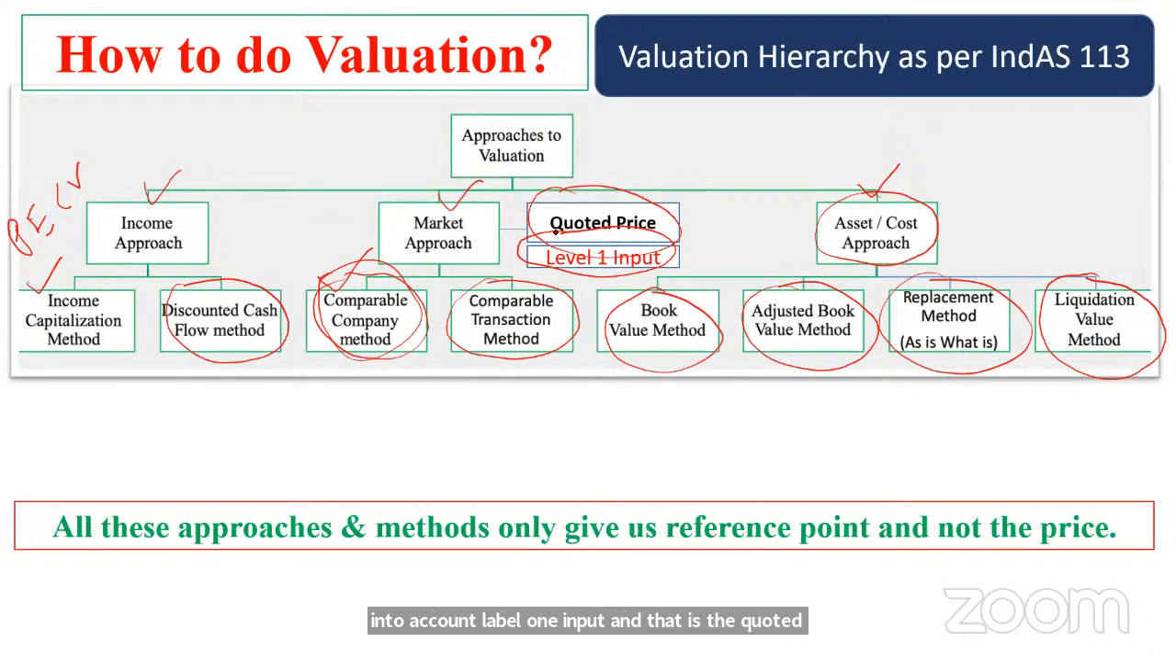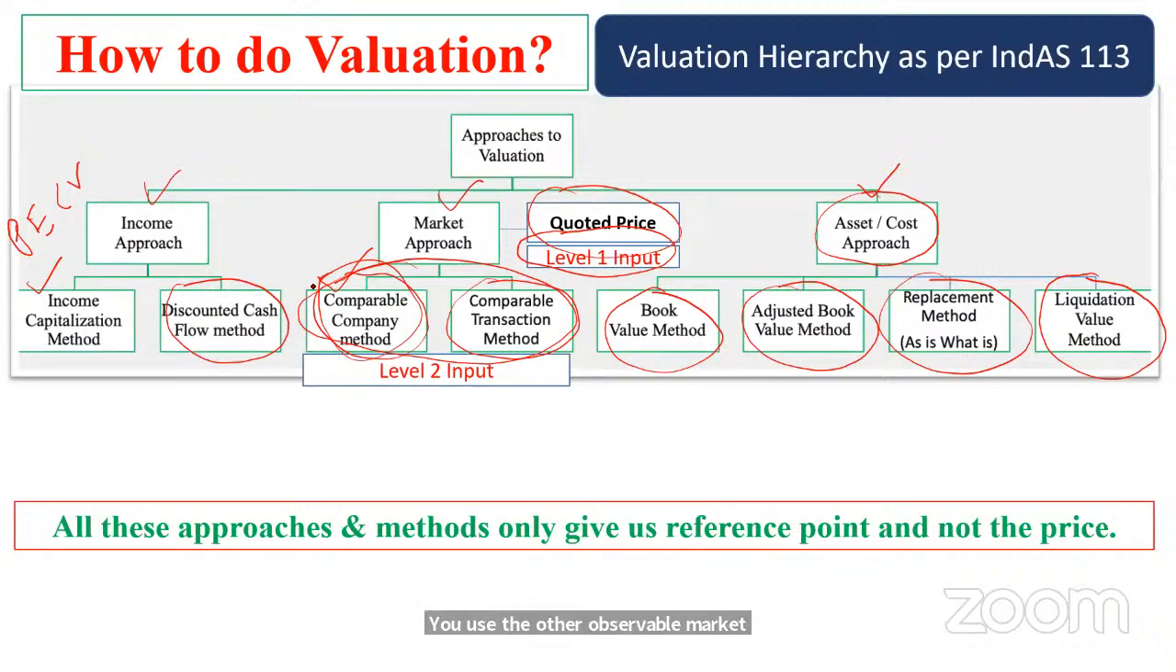As we were discussing, it is possible that a company may not be listed on a stock exchange, or an asset may not be listed on an exchange. In that case, IndAS 113 says you use the level 2 input. And what is level 2 input? As we discussed a little while ago, level 2 input is the other observable market information. If the company is not quoted, as we discussed, remember that is again in line with IndAS 113. So if the company is not listed, how do you do the valuation? You do the valuation based on observable input, that means market information. So you can follow the comparable company method, or you can follow the comparable transaction method.